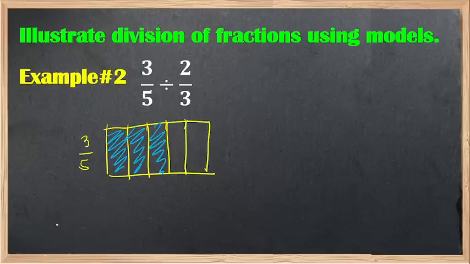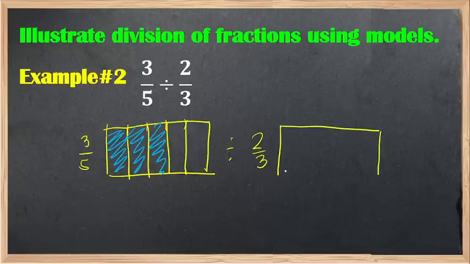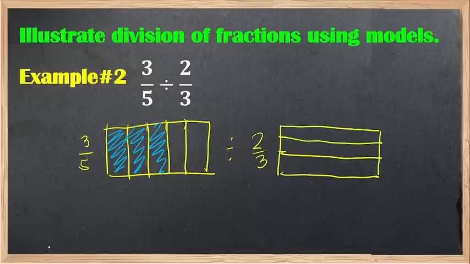Now, let's illustrate the second one, divided by 2/3. Now, this time, we're going to illustrate the 2/3 in horizontal form. We have 1, 2 to make this one 3. Okay? So, let's shade the two parts because the numerator is equal to 2 shaded regions. Now, let's combine the two illustrations.